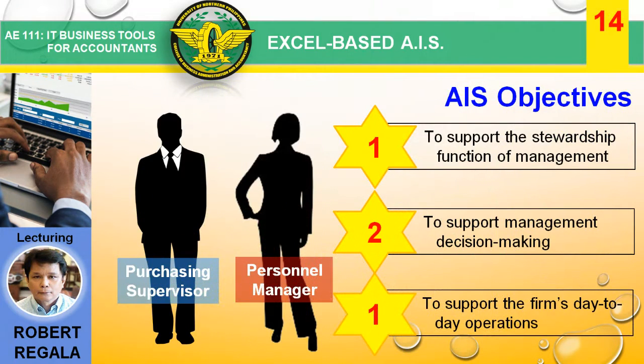Information system objectives. Each organization must tailor its information system to the needs of its users. Therefore, specific information system objectives may differ from firm to firm.